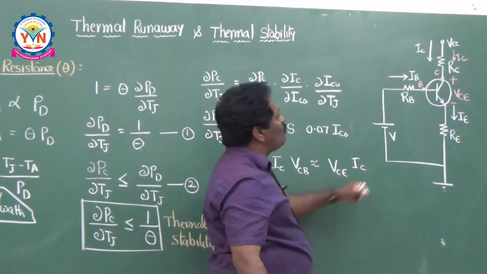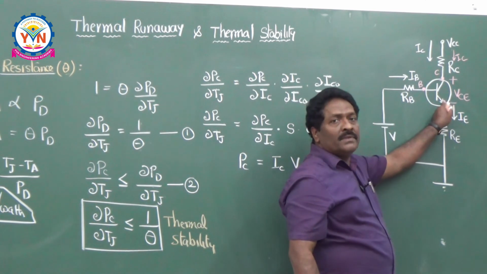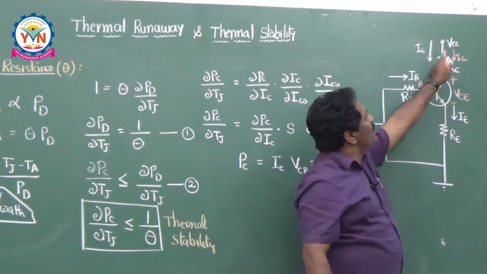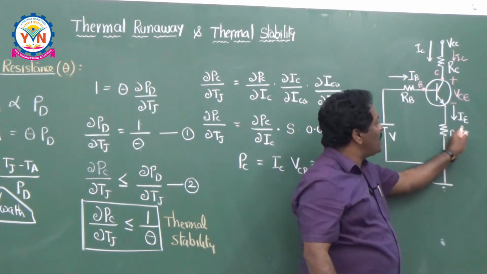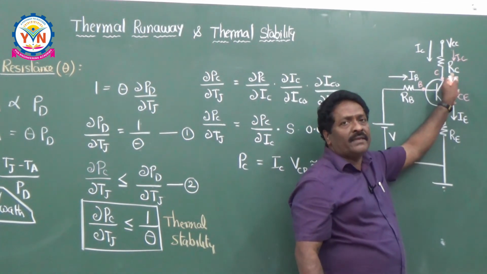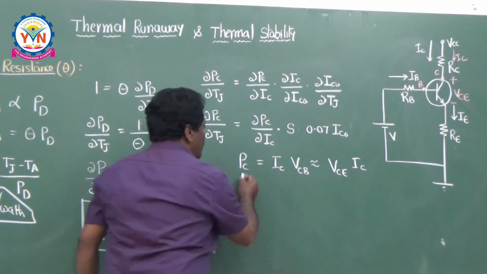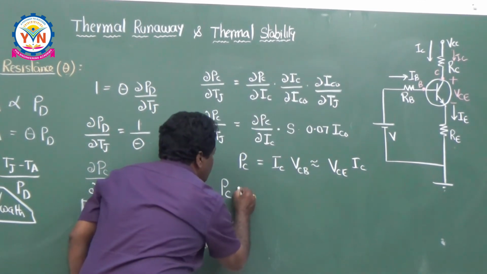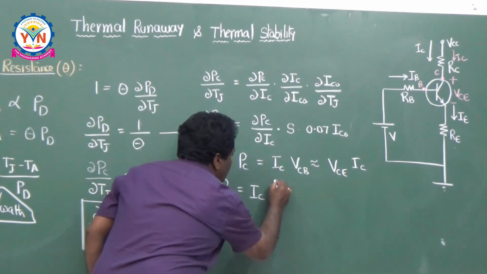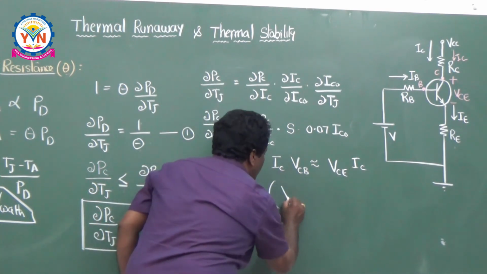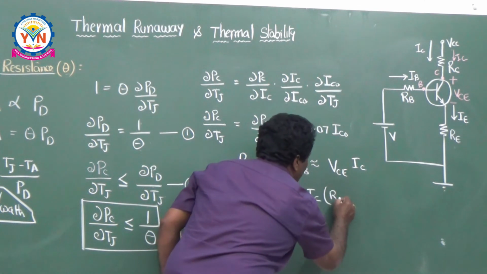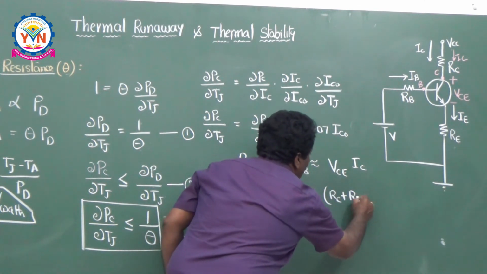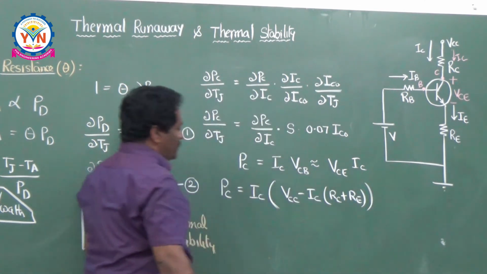VCE means the output voltage for the circuit. This output voltage is VCC minus IC RC minus IE RE, because IE is approximately equal to IC. So you can write PC is equal to IC into VCE, and in the place of VCE you can write VCC minus IC into (RC plus RE). This is the expression you can write from your circuit.